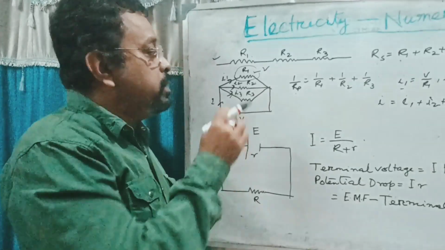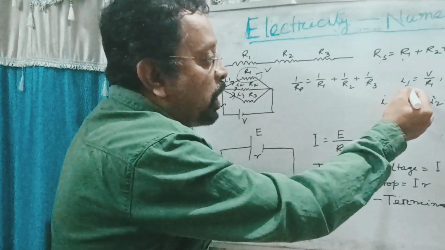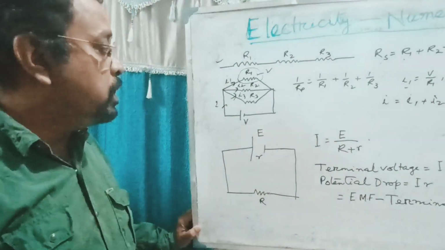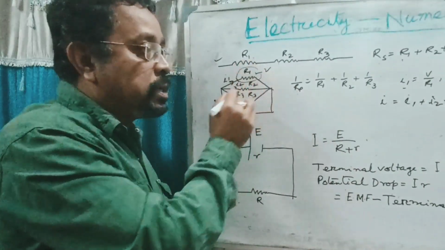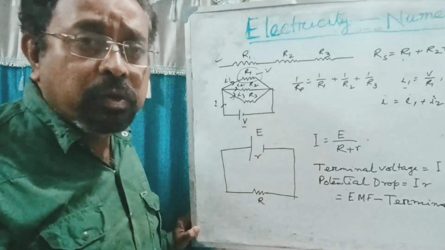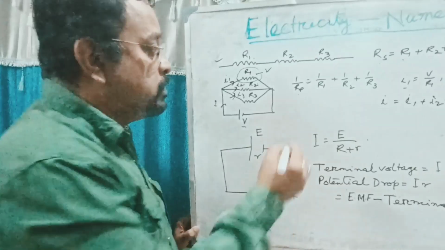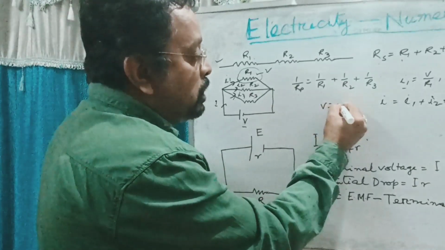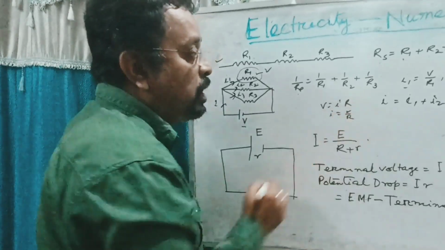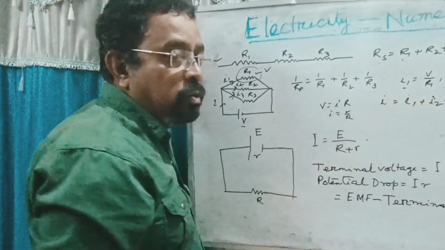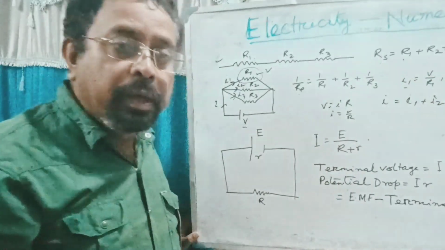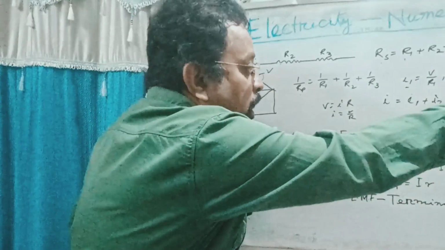Clear? And the current through the first will be I1 is equal to V by R1. Why is it V by R1? Because in case of the parallel connection, the potential across each resistor remains the same, that is V. So we know in case of Ohm's law, V is equal to I into R. So from this we get I equals V by R. So I have applied this formula. So I1 is equal to V by R1, I2 will be V by R2 and I3 will be V by R3.